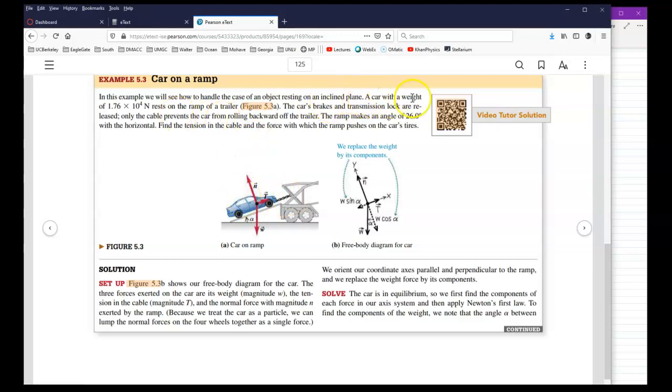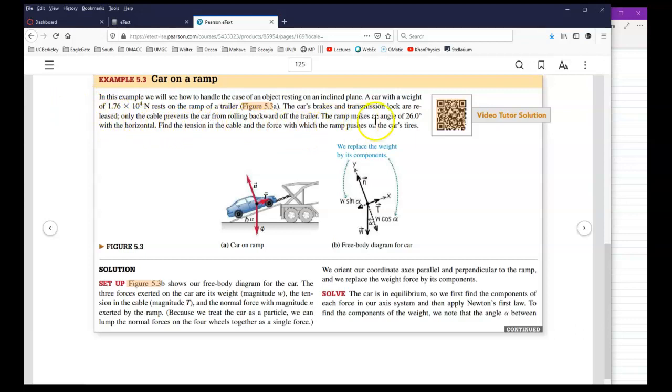Start from here. It says a car with a weight of 1.76 times 10 to the 4 Newton rests. So the word rest means what? There is no kinetic reaction, no acceleration. Sigma F equals 0, basically. Rest on a ramp of a trailer. The car's brakes and transmission lock are released. Only the cable prevents the car from rolling backward, and so on.